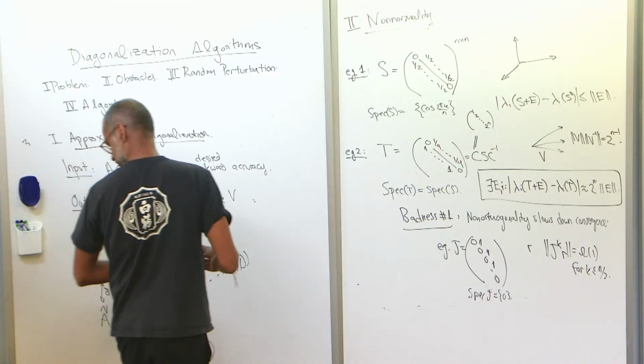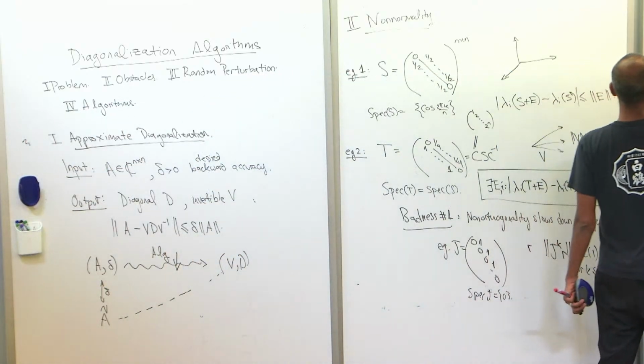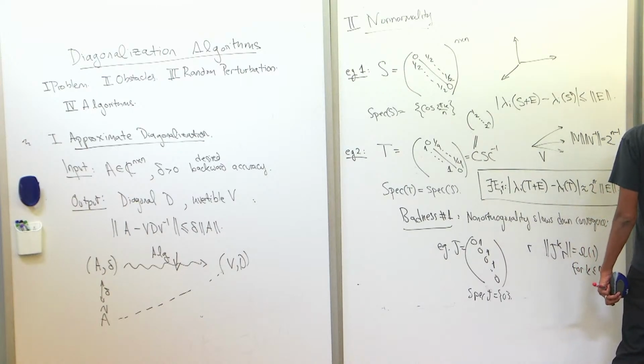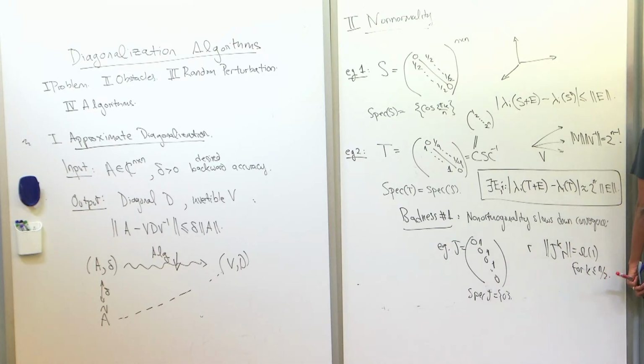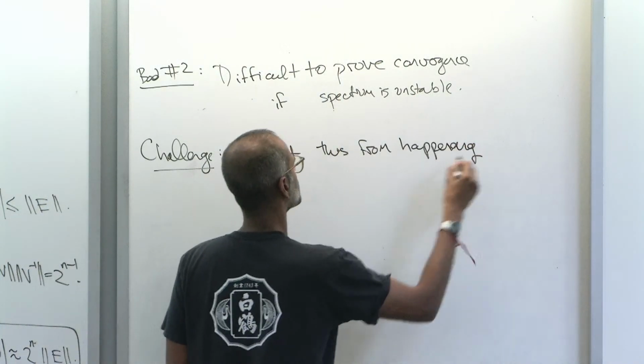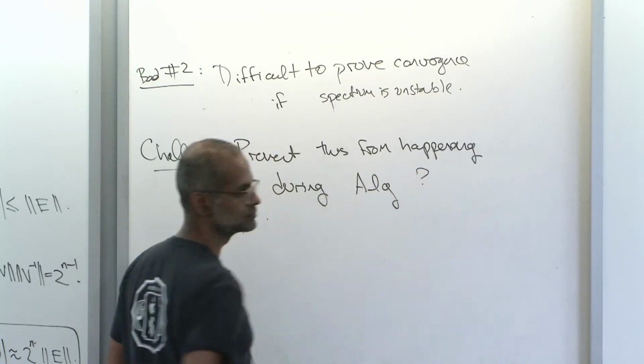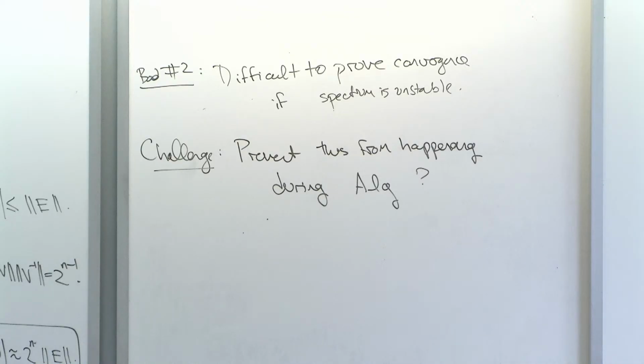Yeah, so I would say the overall challenge is how do you prevent this from happening during the execution of the algorithm, both from a provability perspective and from a speed of convergence perspective. This is actually a real thing that happens. Your algorithm will start converging slowly. So any questions or comments on this before I move on to how you get around this?